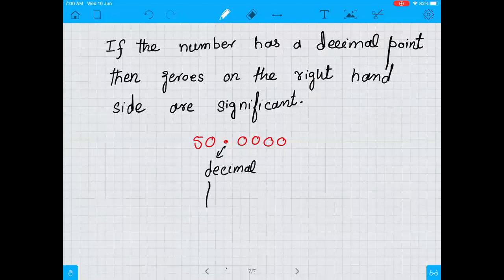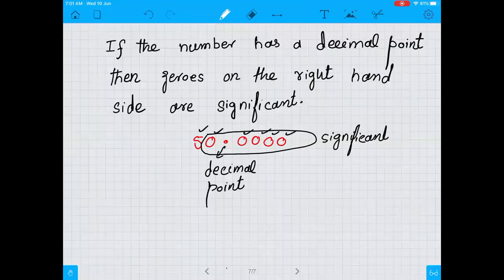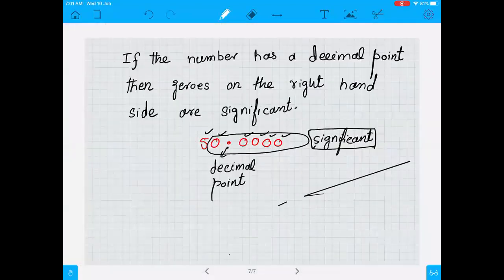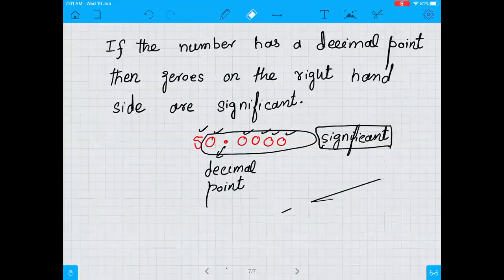Now because of this decimal point, all the digits, all the zeros are significant. All these zeros were given by the instrument, so all of them are significant. So the zeros that you write in a decimal point number on the right hand side, they are given by the instrument, otherwise you will not write them.